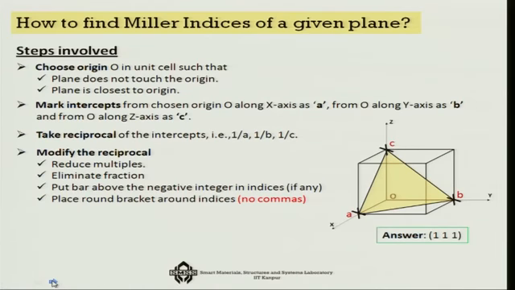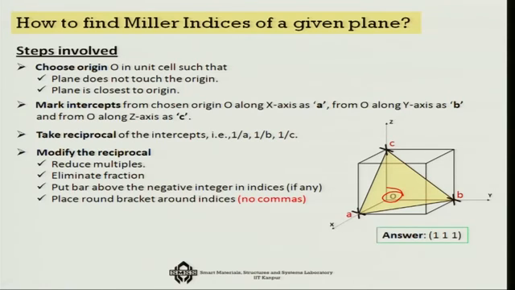Okay. So, here we have a particular lattice structure in which the plane ABC, the plane shown in yellow, and we want to find out what the Miller index of the plane will be. So, what are the steps involved? First of all, choose the origin O in the unit cell such that the plane does not touch the origin. Okay. That is very important.